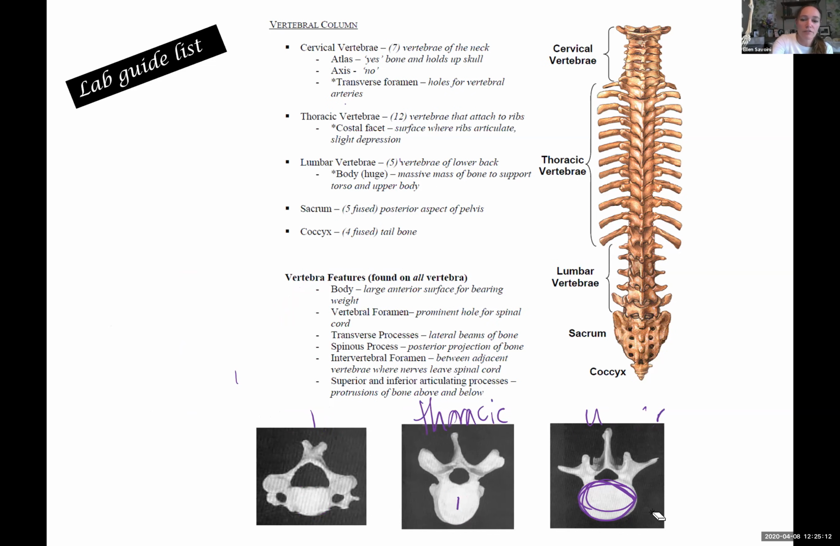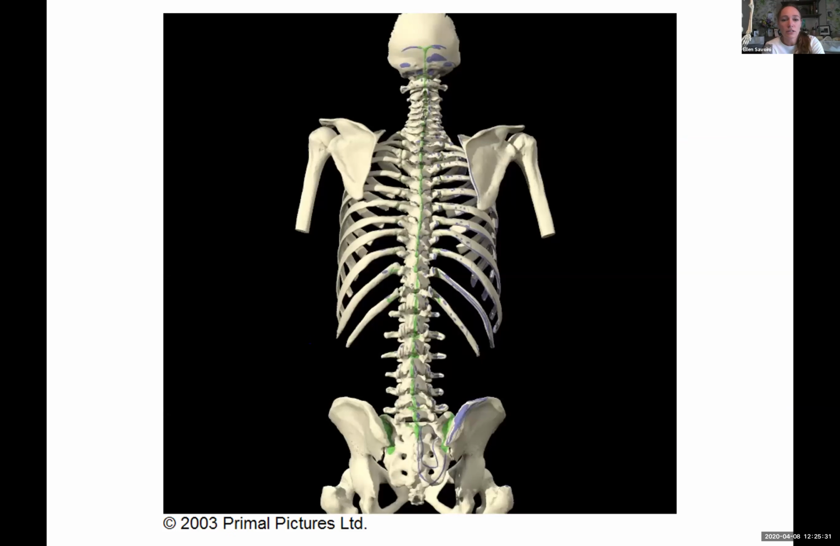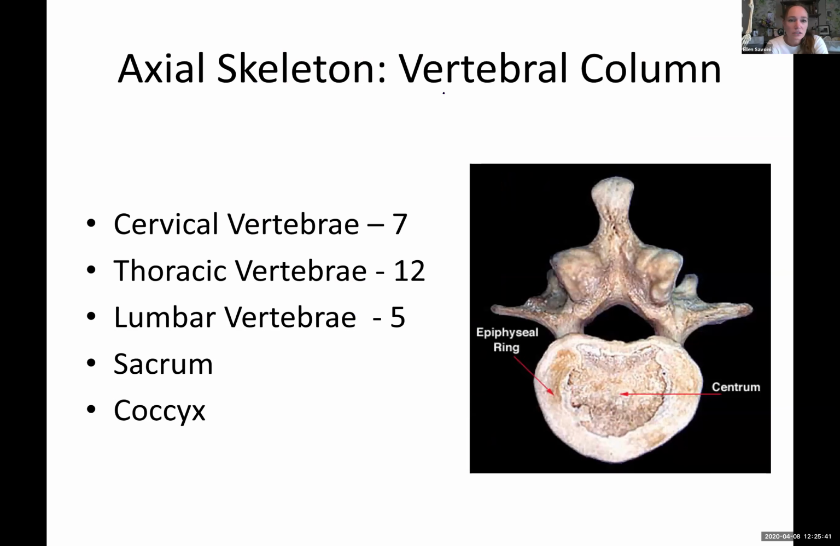So first of all, from this big summary from our lab list, you should know the number of vertebrae in each one. Then all of these will have these features, so we'll go through all the features as well as the distinguishing characteristics, how you can tell the difference between them. So here is our vertebral column. We have our cervicals up in the neck, the thoracics are attached to ribs, and our lumbars are below that. Again, here's just a list. Cervical, there's 7, 12 thoracic, 5 lumbar, then we have the sacrum and coccyx.